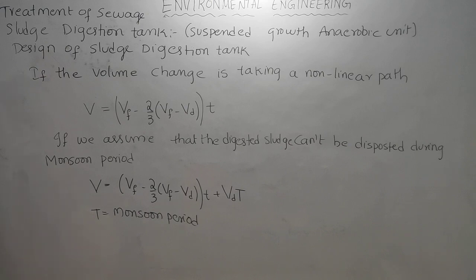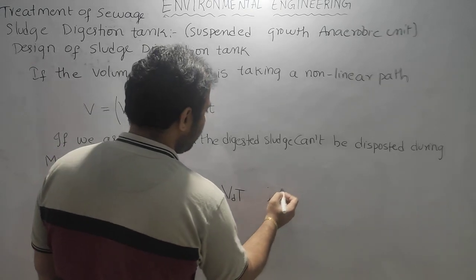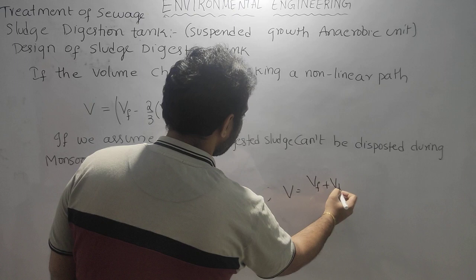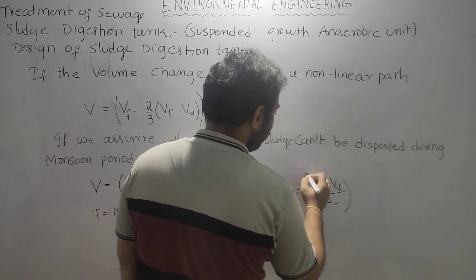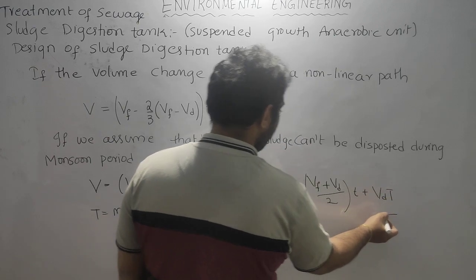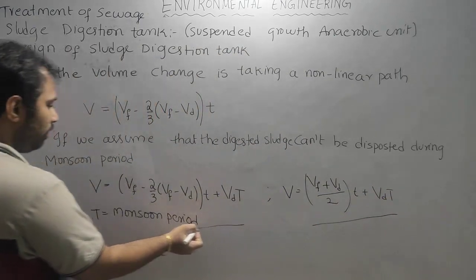Similarly, the same case in the linear also. If it is linear, then it will become (Vf plus Vd) by 2 into T plus Vd into capital T. This is for linear variation, and the earlier one is for parabolic variation. Okay.